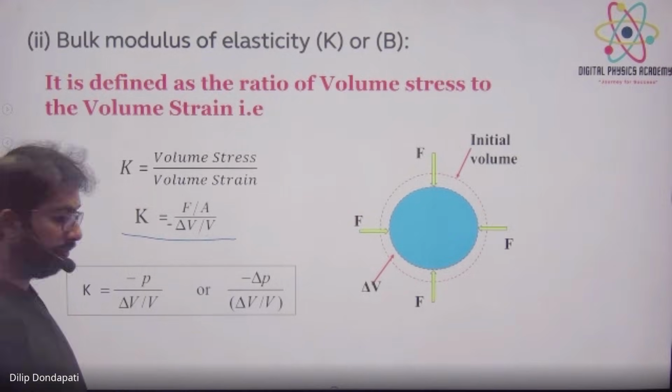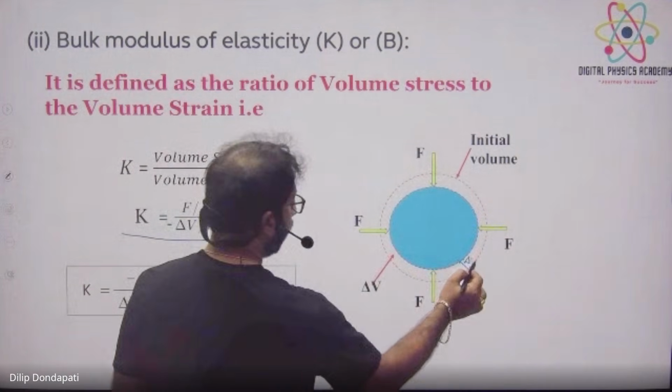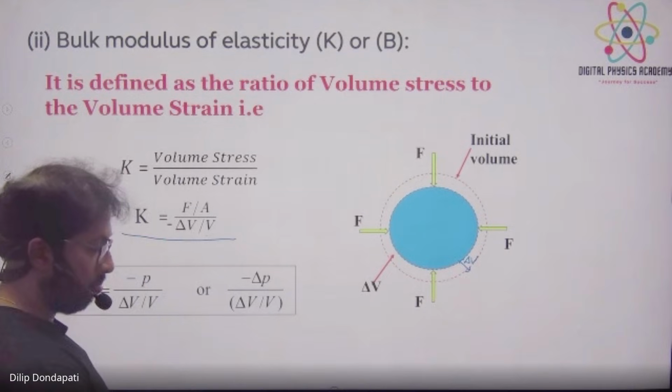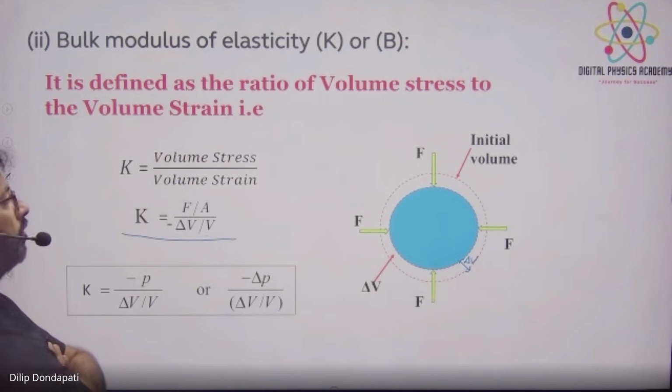Is it clear, Prisha? Yes, sir. So the formula for bulk modulus is volume stress by volume strain: F by A by minus delta V by V. And bulk modulus will apply in all states of matter, solids, liquids and gases.